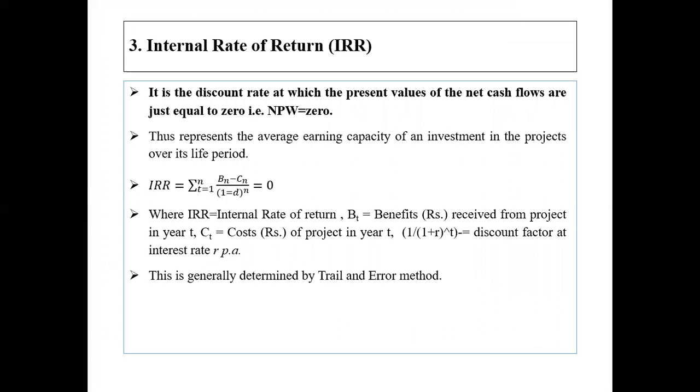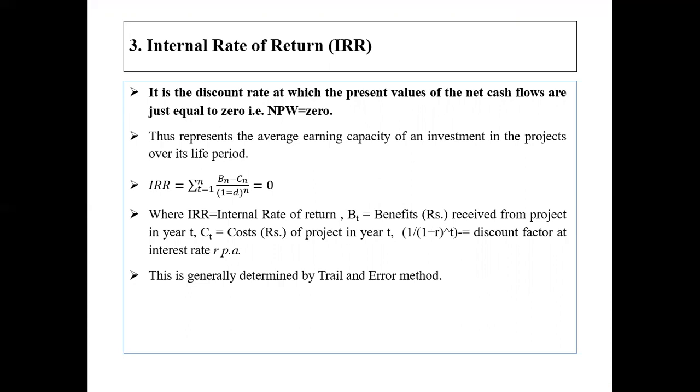Finally, the internal rate of return. This is the discount rate at which NPV is equal to 0. You equate the NPV to 0 to find out the discount rate. That is called the internal rate of return. This is the same NPV formula you used earlier, equated to 0.